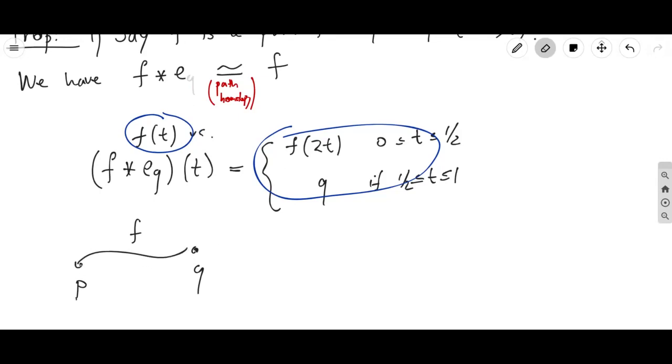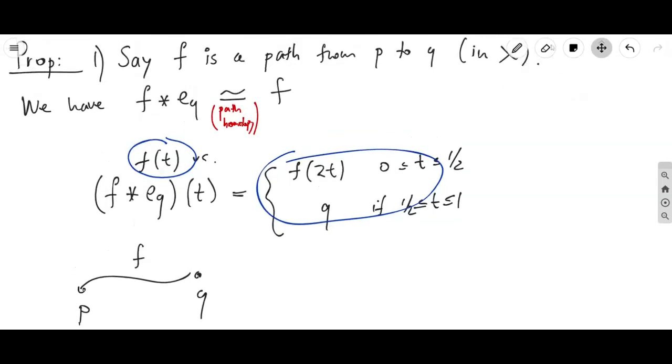So if you just look at this, it appears to be almost the same path. It's just that the way you're moving is sped up and then slowed down, but you're still moving along the same path. So it makes sense that even though these are technically different as functions, if you use this idea of path homotopy, you're identifying them and treating them as if they're the same. You can deform one to the other. That's basically what we're saying.